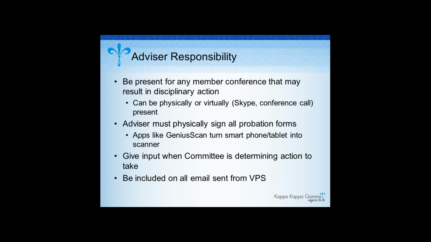And I'll pass this one to Jenna. Thank you, Ileana.